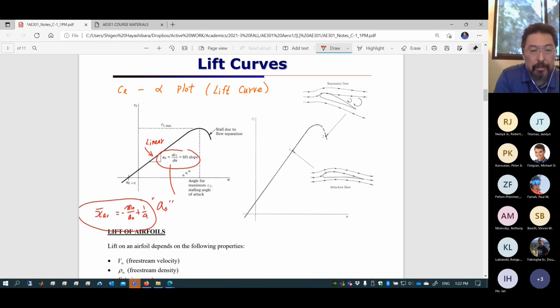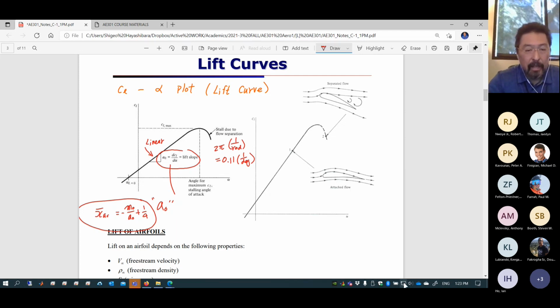But this is usually 2 pi per radian. Or if you convert it to per degree, 0.11 per degree. So that's the value. It's fairly constant. You cannot really alter this dramatically.